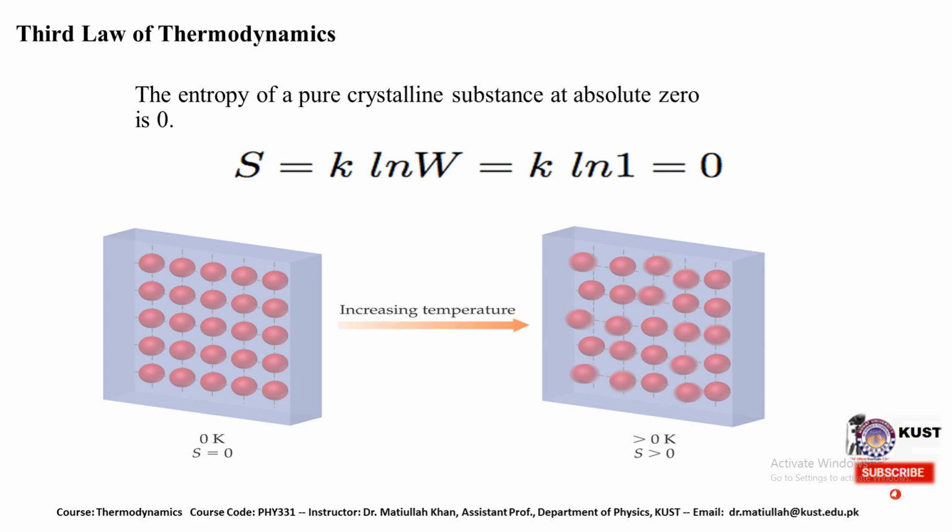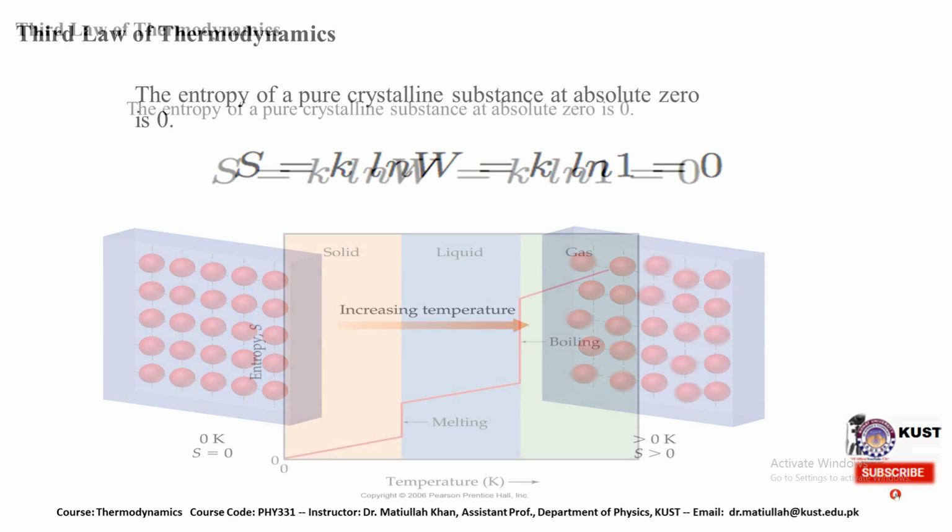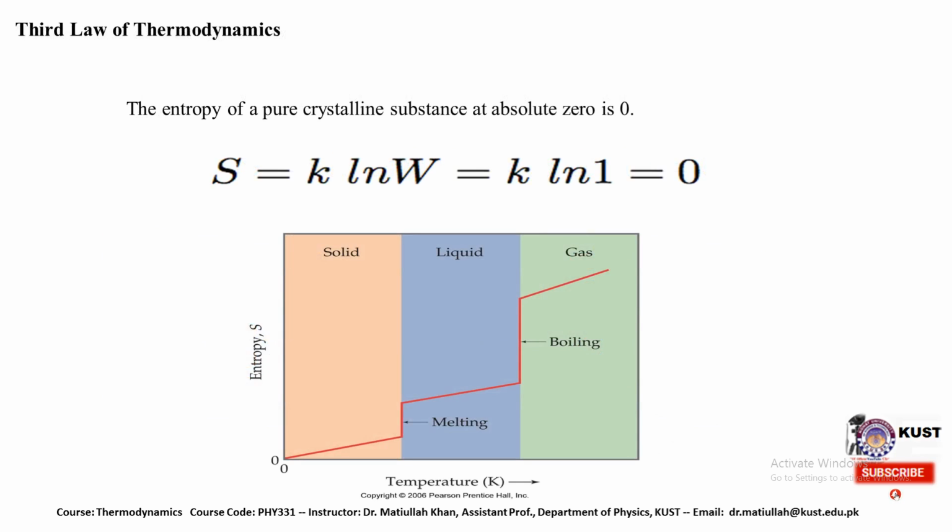As regarding the equation, it can be written as S equals k natural log of W, and k natural log of 1 is equal to 0. So at 0 Kelvin, S is equal to 0. Increasing the temperature, it should be greater than 0, and the entropy should also be greater than 0. So there should be an increase in the entropy of that system. This is the simple case describing the third law of thermodynamics, that the entropy of a pure crystalline substance at absolute 0 is equal to 0.